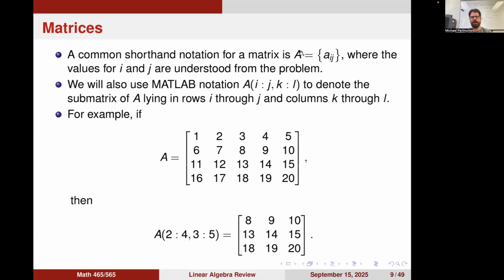Common shorthand is to write A equals this collection of the aij's. We might also use MATLAB notation, where, for example, A(2:4, 3:5) means we would grab this slice from the bigger matrix corresponding to columns 2 through 4 and rows 3 through 5.